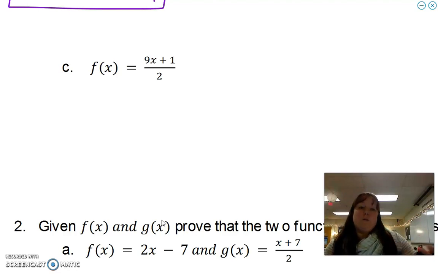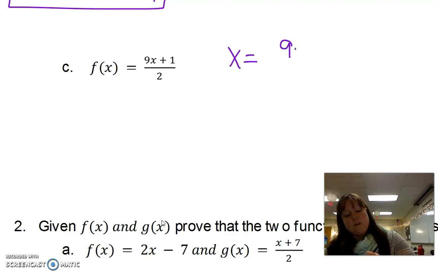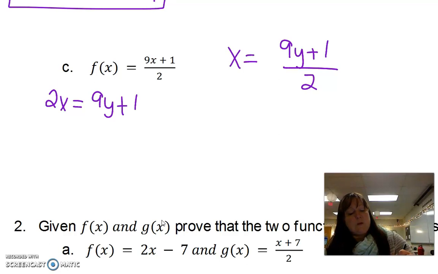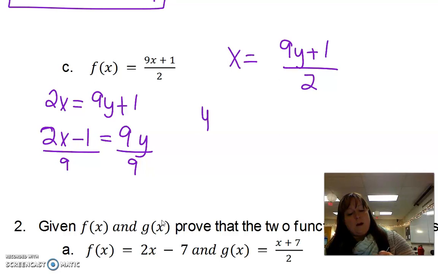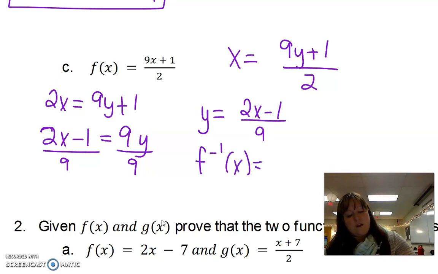Okay, so here we have another one. We want to change input and output, so x becomes our output, y becomes our input. Okay, and then we solve for y, so I have 2x equals 9y plus 1, so I just subtract 1 from both sides. 2x minus 1 equals 9y. Divide both sides by 9, and you get y equals 2x minus 1 over 9, and then we just change that to function notation, so it's f inverse of x equals 2x minus 1 over 9.